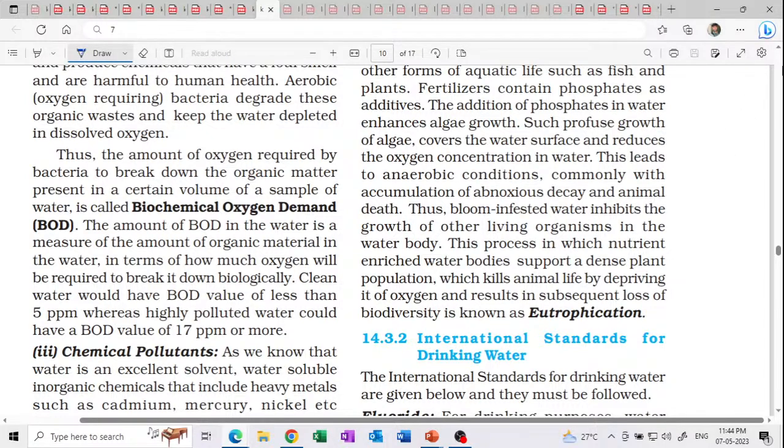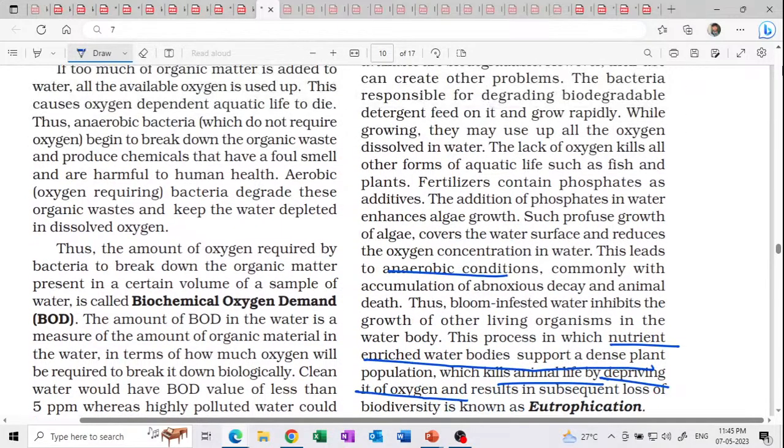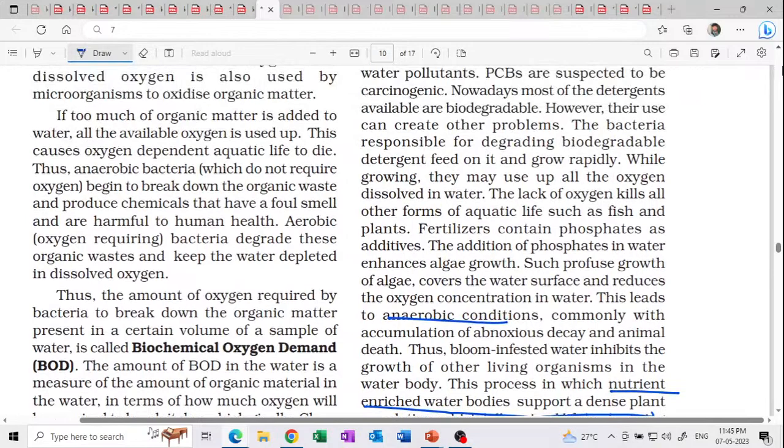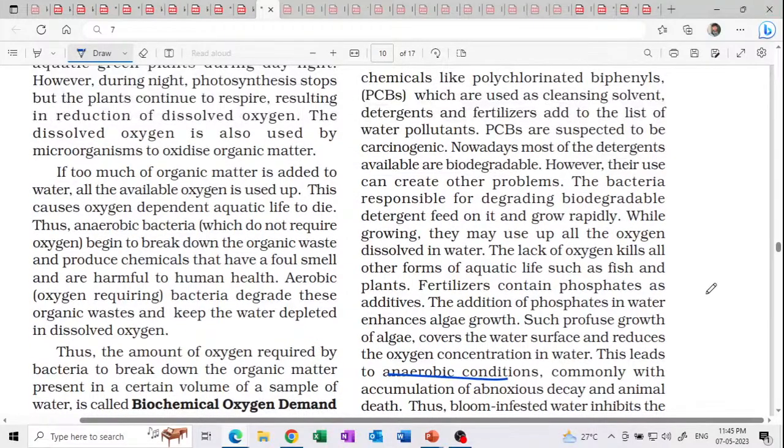This is the rich. Depriving the oxygen level. Get it? Anaerobic conditions. And this is the nutrient unrich water bodies. This is a question straight from the CBSE NCERT.